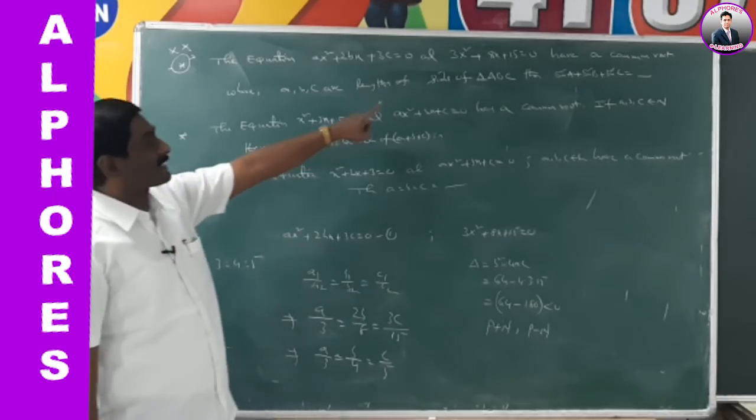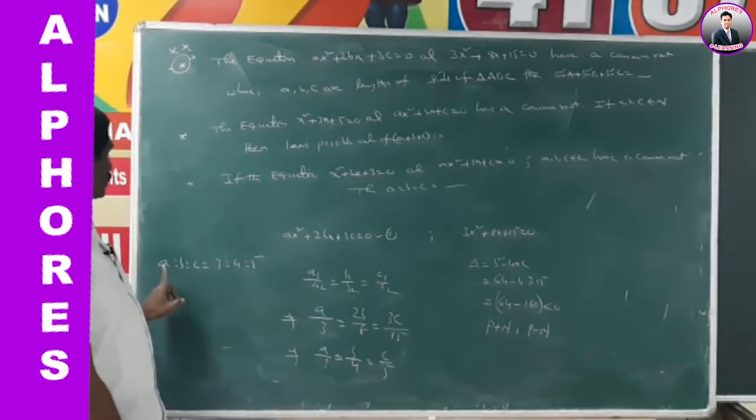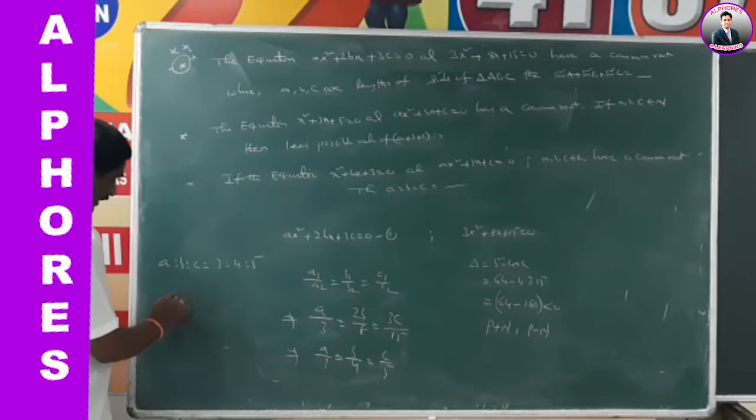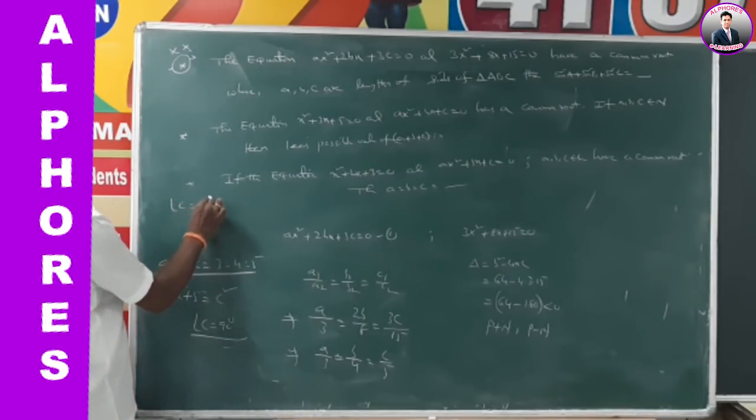But a, b, c are the sides of a triangle. So a is equal to 3k, b is equal to 4k, c is equal to 5k. That means a square plus b square is equal to c square. This ratio holds. That means angle C is equal to 90 degrees. Therefore, triangle ABC is a right angle triangle. That means angle C is 90 degrees.